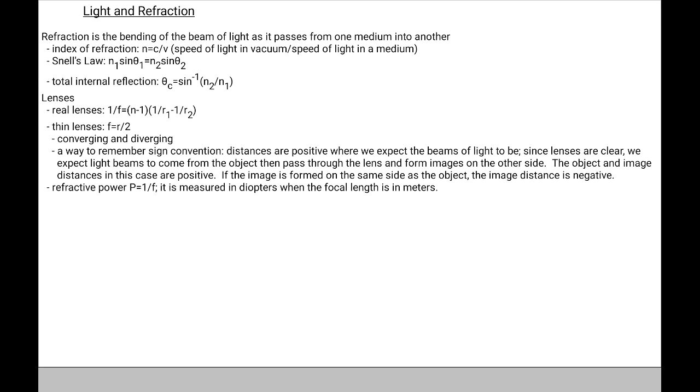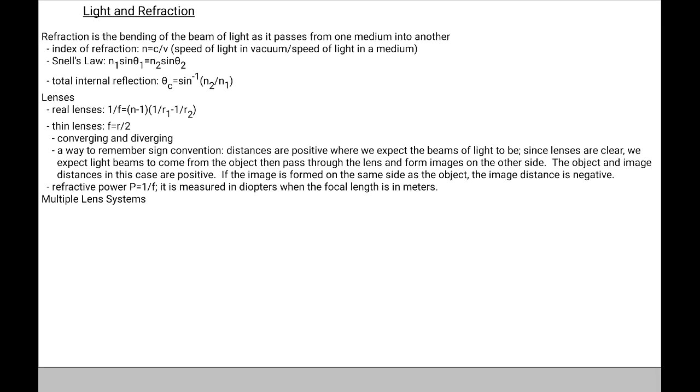All right, now another thing about lenses is that they have something we call a refractive power. And refractive power is 1 over the focal length. The refractive power is what doctors prescribe for our glasses. So if your glasses have a refractive power of -3 diopters, the -3 stands for a negative focal length. So that's a diverging lens, and 3 is 1 over the focal length. The focal length has to be measured in meters for the refractive power to be measured in diopters.